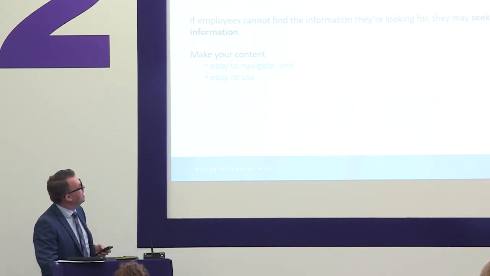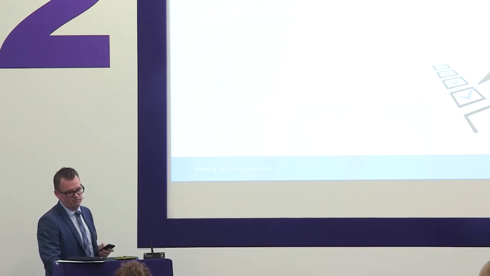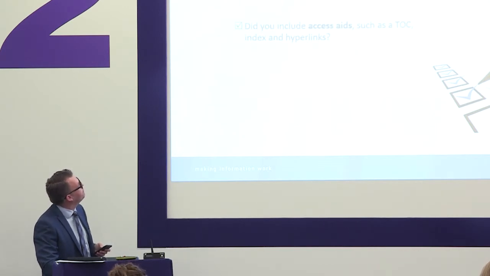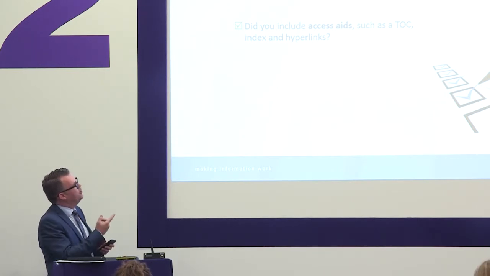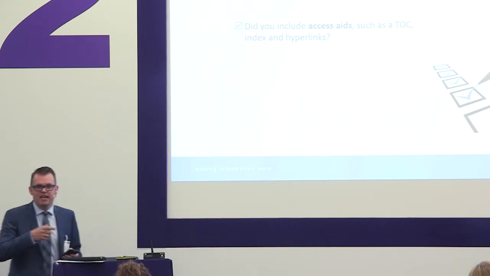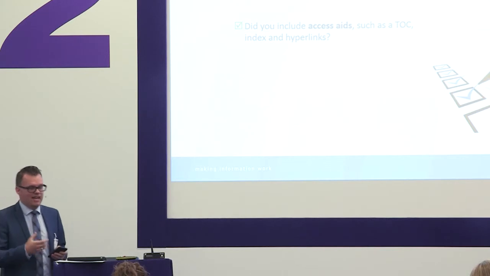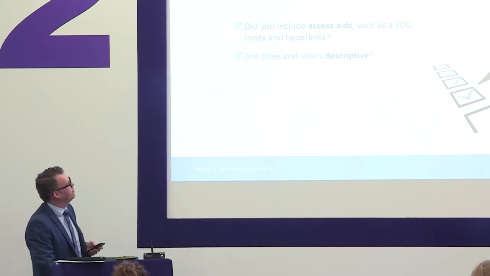So part of your task as a trainer is to train your readers to depend on documentation. So the question is, when you finish your document, did you include access aids? What is an access aid? That can be a table of contents, for instance. That can be an index, that can be a hyperlink.